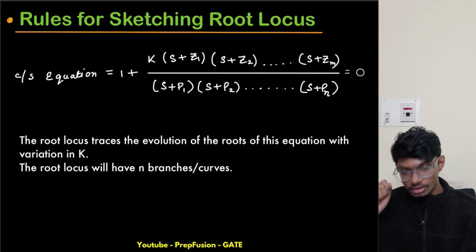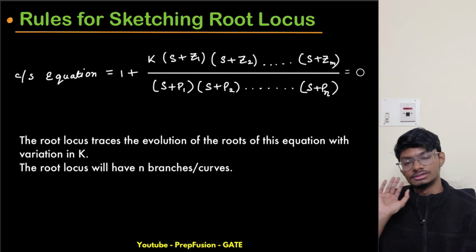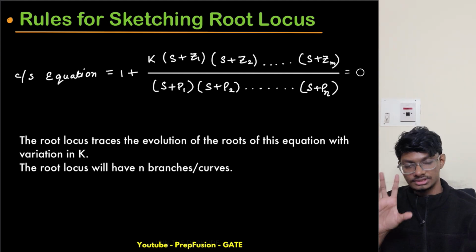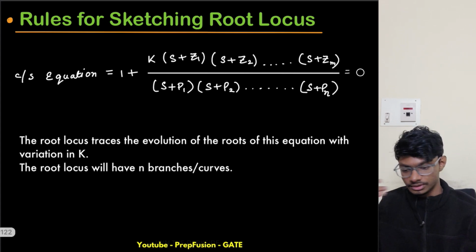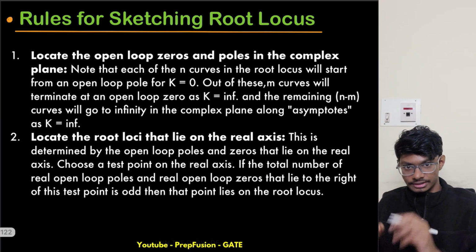Now root locus will have n branches or curves. I hope you understood what branches mean. I will not go further in depth, so I will just read this one out.